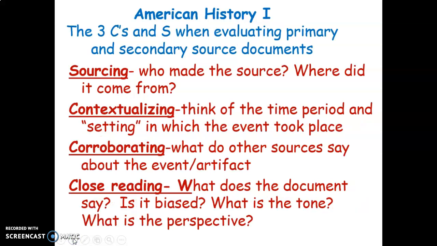So, the 3 C's and an S when evaluating a primary and secondary source. You need to think of sourcing: who made the source and where did it come from. Contextualizing: think of the time period and the setting in which the event took place. Corroborating: in other words, what do other sources say about this event or artifact. And close reading: what does the document say? Is it biased? What is the tone, and what is their perspective? When you're reading historical sources, you should be thinking about these 4 things in some form or fashion. That would help you, because some books are written with a heavy bias.